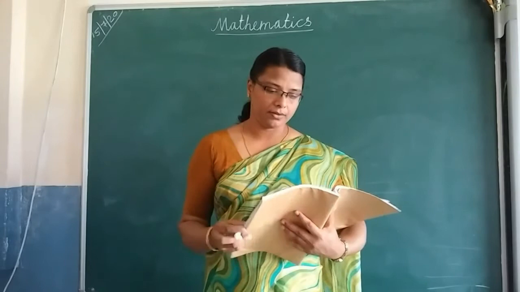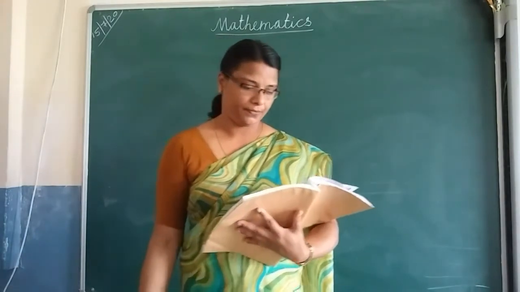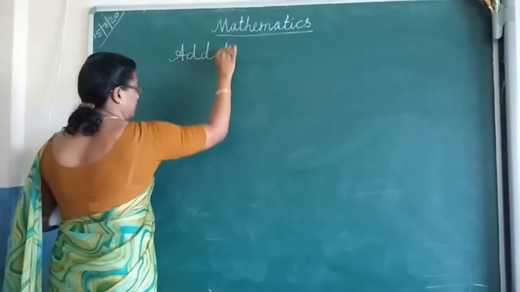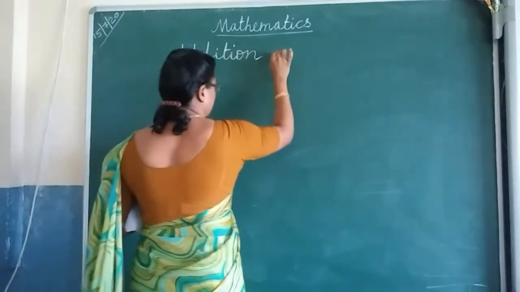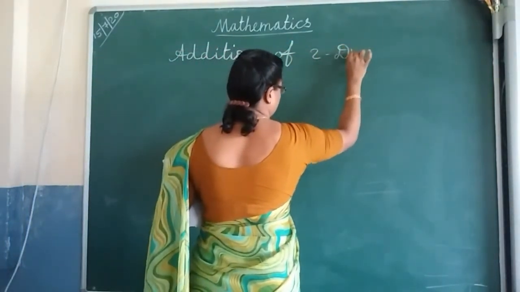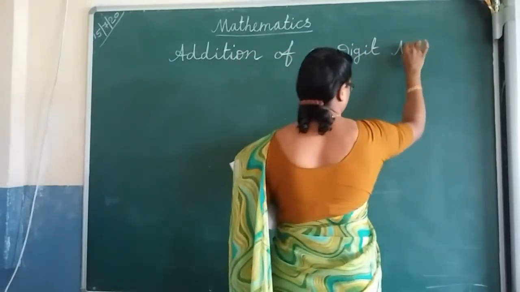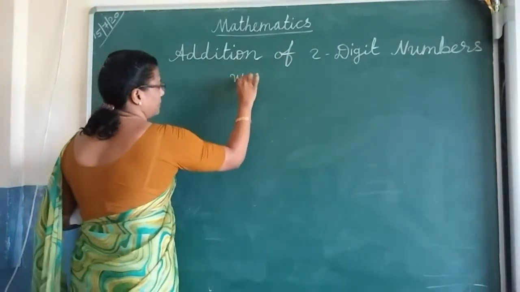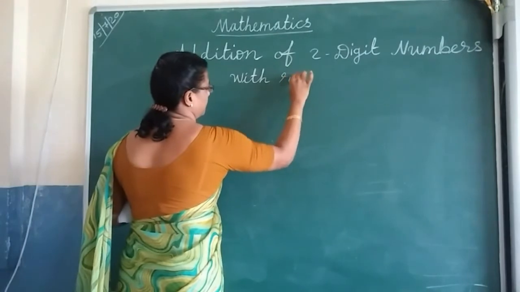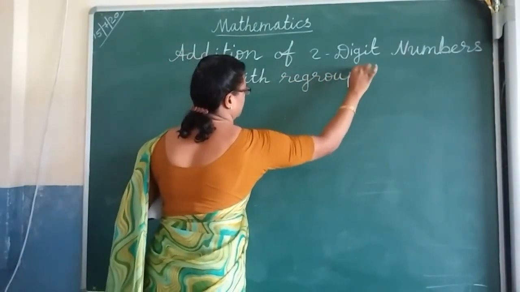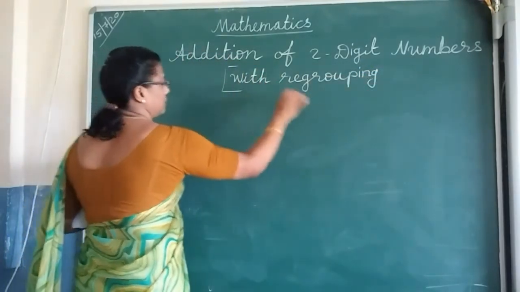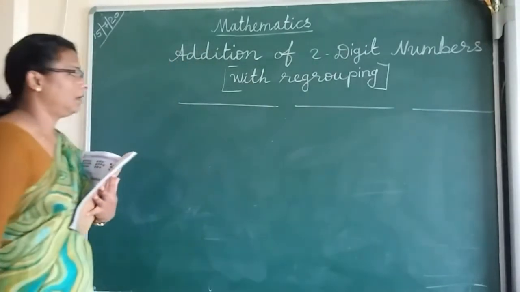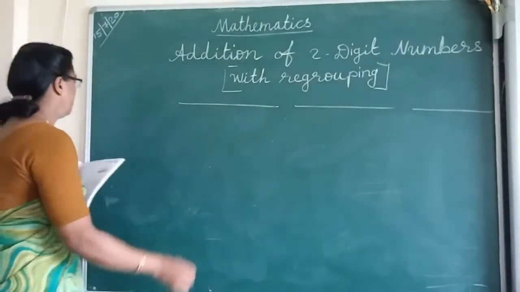Then take another topic, page number 49. Addition of two-digit numbers. Addition of two-digit numbers with rainbow. First example.